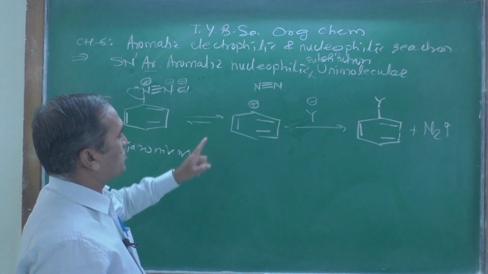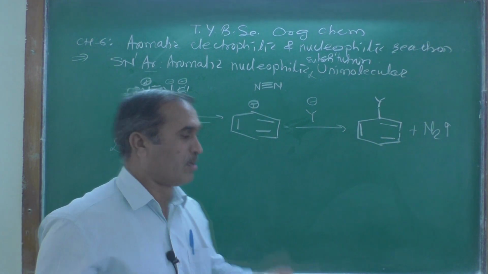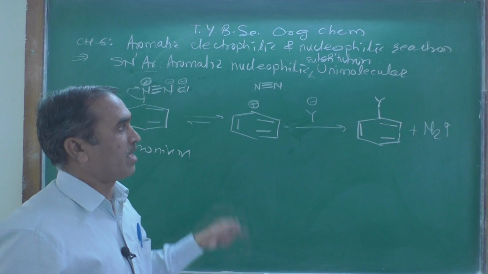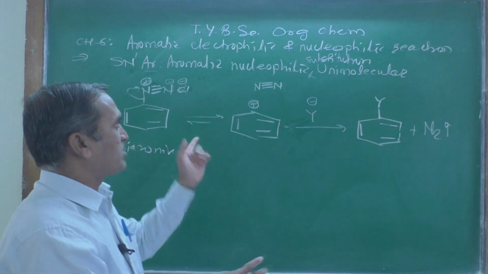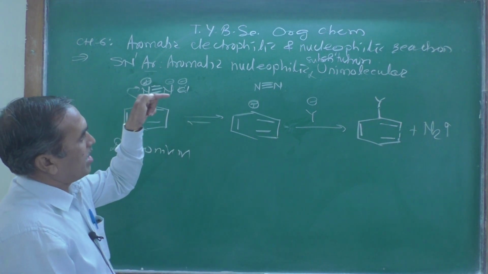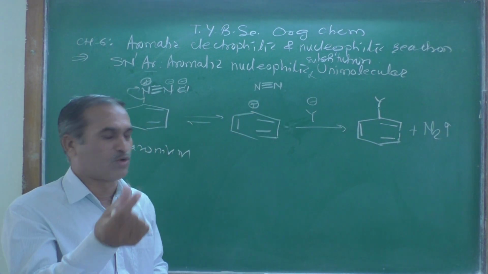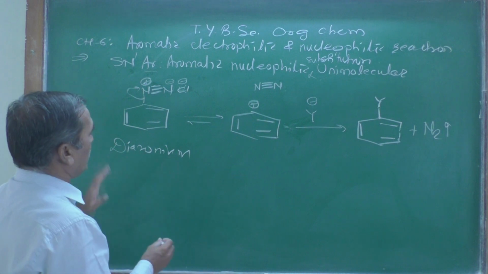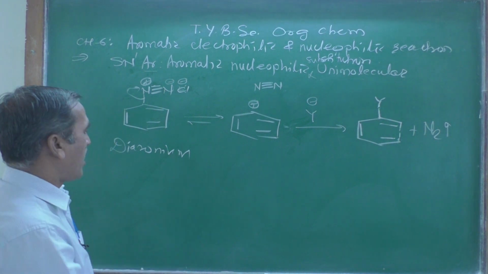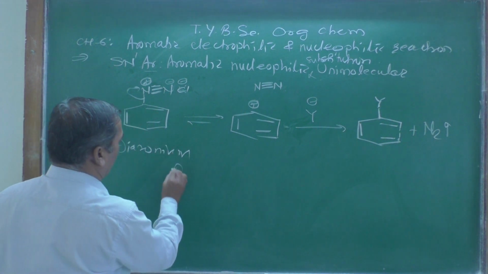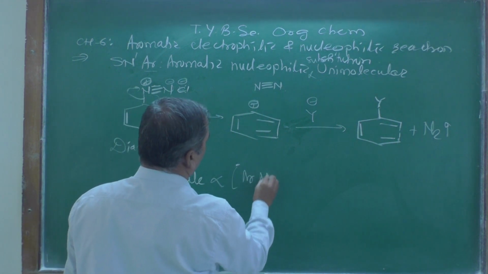Ipso-type substitution means what? The group or substituent present on a carbon atom gets replaced on the same carbon atom. The nucleophile attack means the replacement of that nitronium ion or nitrogen by the nucleophile, and you get a monosubstituted benzene. That's why careful kinetic study of this reaction suggests that the rate is directly proportional to the concentration of ArN2+.